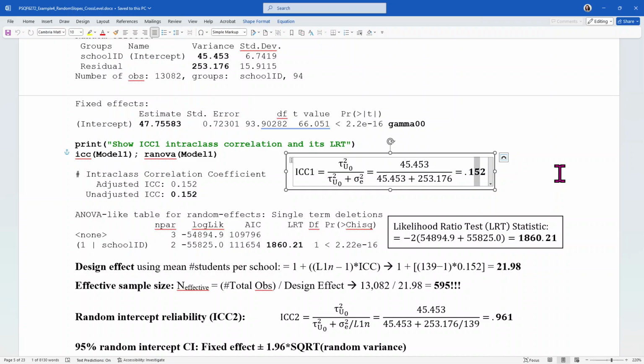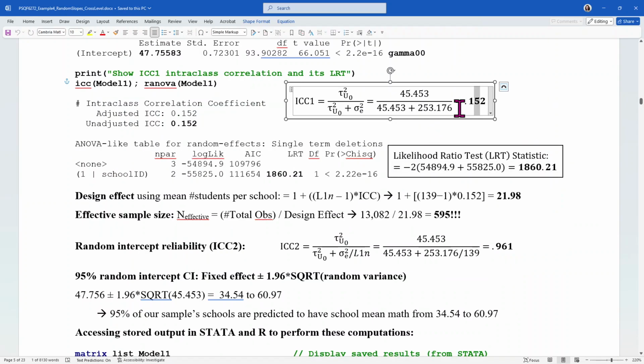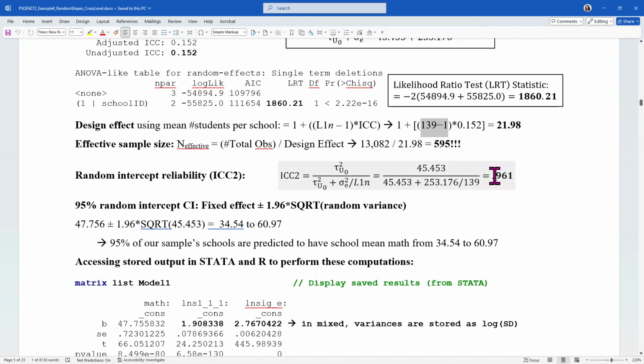It's a lot smaller. So, a massive design effect is created by the fact that we have, let's see, 139 students on average per school and a large intraclass correlation. For the same reasons, we have excellent reliability of the school means.